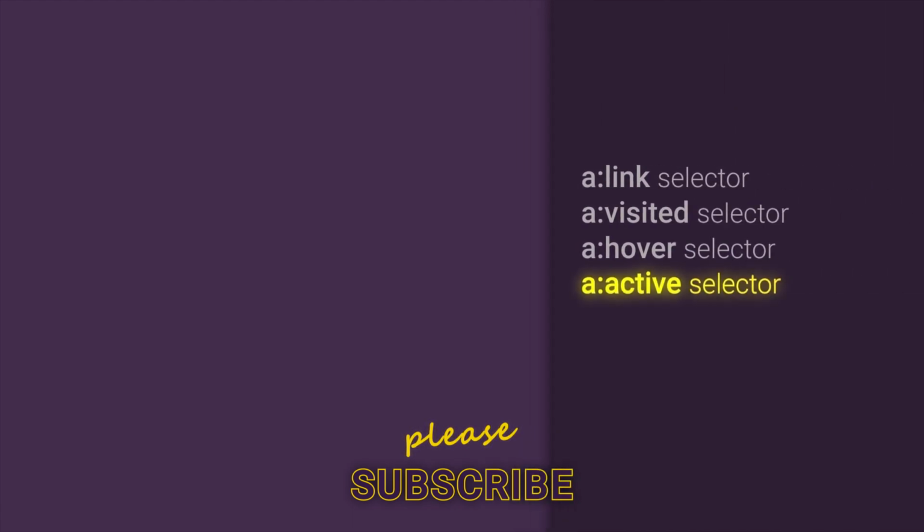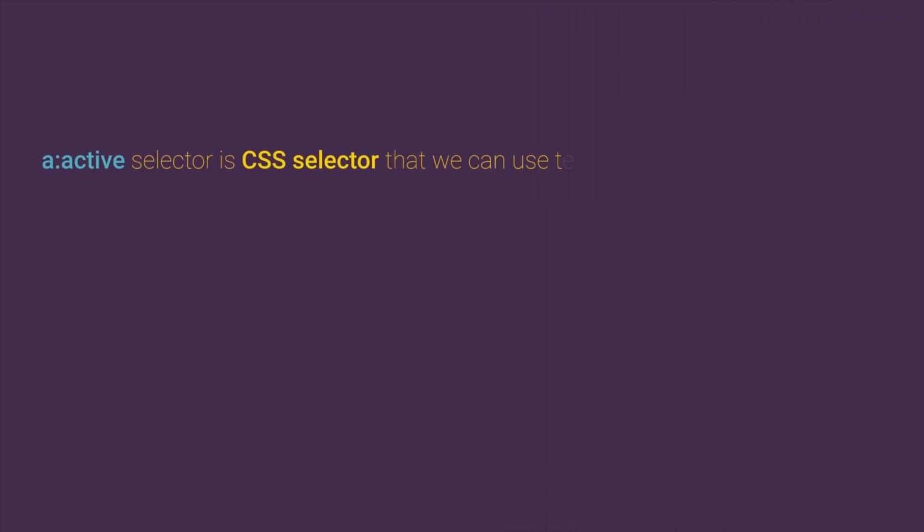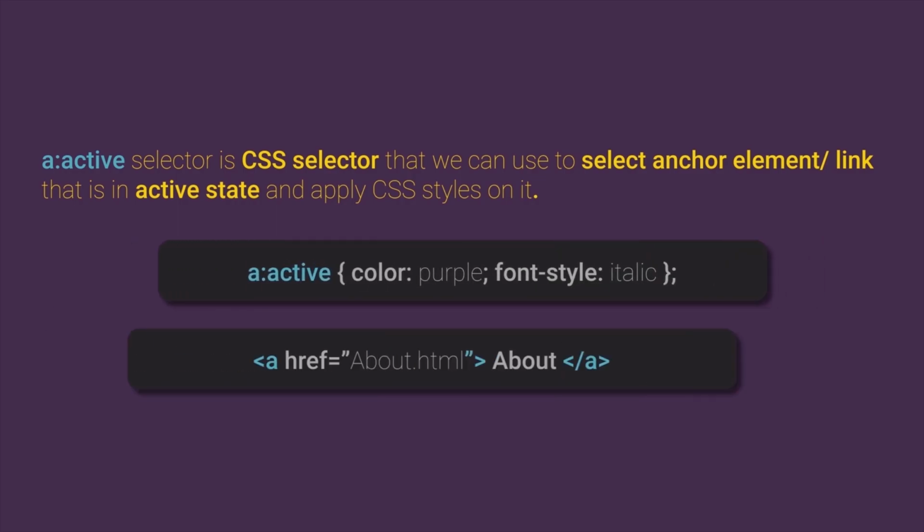What is a colon active selector? A colon active selector is a CSS selector that we can use to select an anchor element or link that is in active state and apply CSS styles on it. An anchor element or link is in active state at the moment when the user clicks on it.